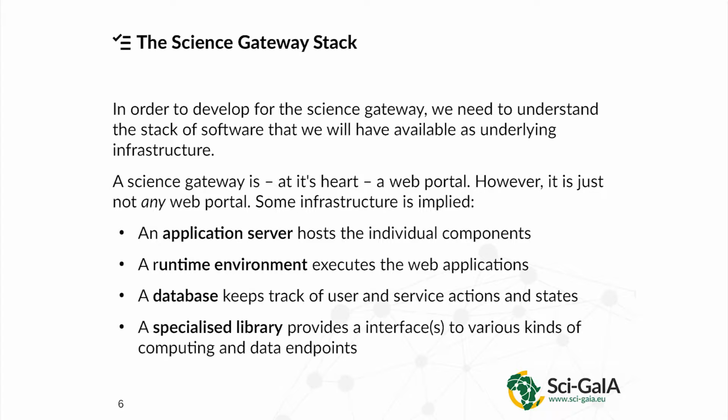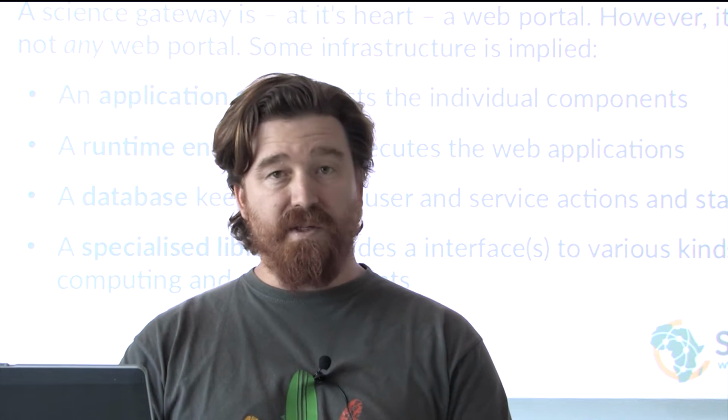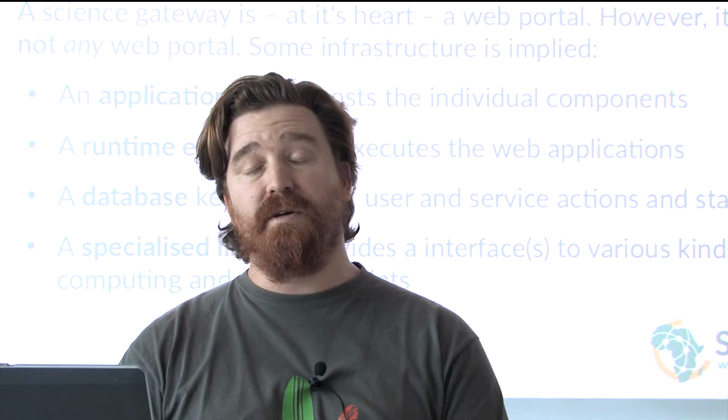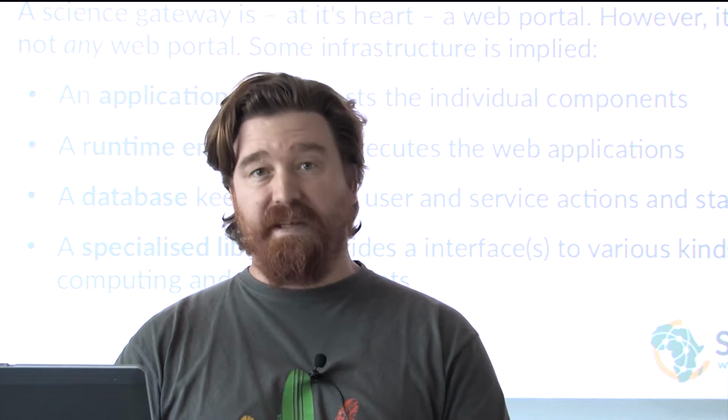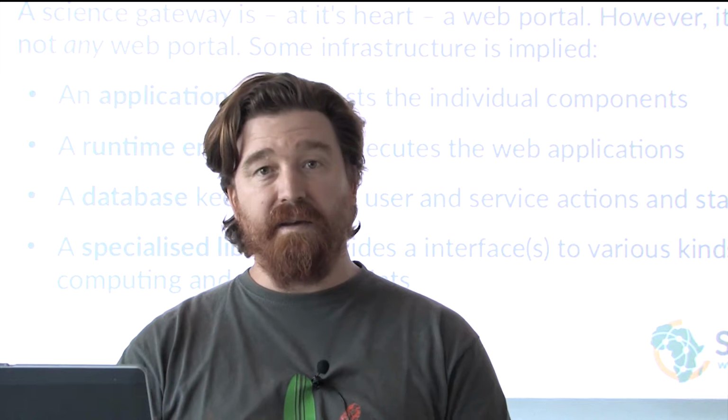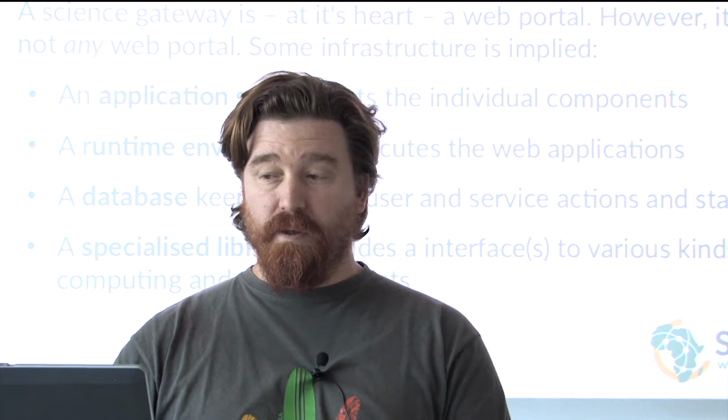Finally, we need some kind of library to translate our actions on the web to actions on the computing infrastructure. So when I click a form that says submit, that has to be translated into please submit a job to me on this particular site in this particular way. And of course, we want to be able to do that to as many computing infrastructures as possible. As we saw in the inaugural lecture by Roberto, there are many of these, and they tend to have slightly different interfaces.